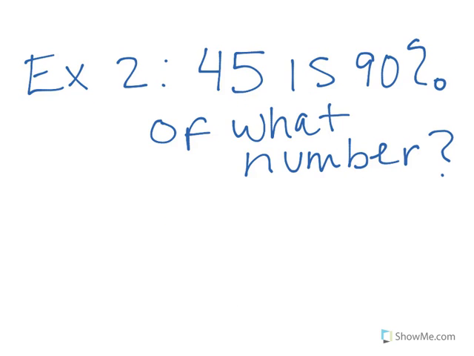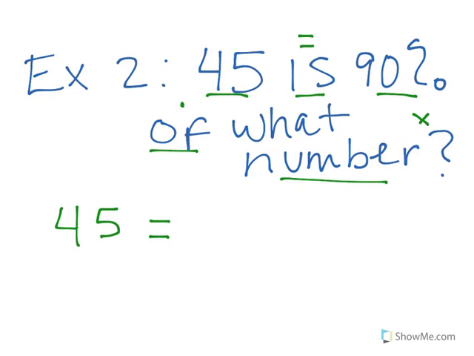My next example says 45 is 90% of what number? So again, 45, "is" means equals, 90%, "of" means times, what number? That's going to be my variable. So 45 is 90%, and I'm going to write 90% as a decimal. In order to make a percent into a decimal, I have to move the decimal 2 spots over. So it's going to be 0.90 or 0.9. "Of" means times, and what number is my variable.